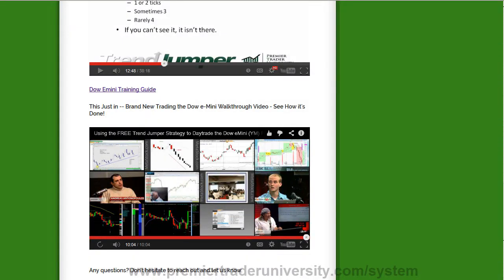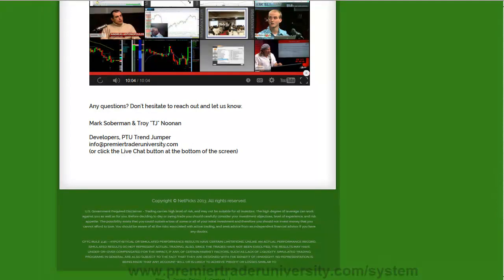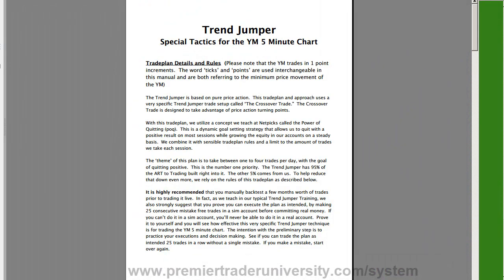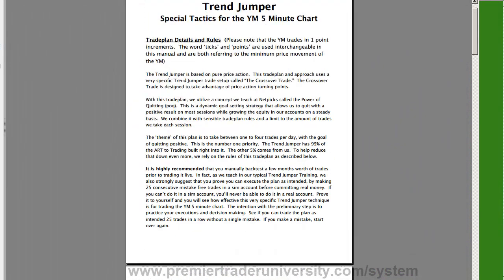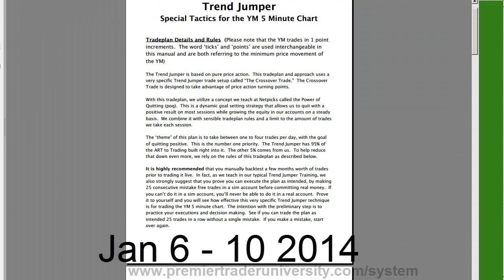And then here's a walkthrough video that you'll also see. The trade plan comes in PDF form, and you can see that right here. And the trade plan just basically tells you how to trade the system. In this example, we're going to walk through the Dow E-Mini, the 5-minute chart. That's what this plan is for. It also covers the daily chart of the Euro-US dollar Forex pair for swing traders. So we're going to walk through a week of trading that just occurred using exactly what it tells you to do in the trade plan.